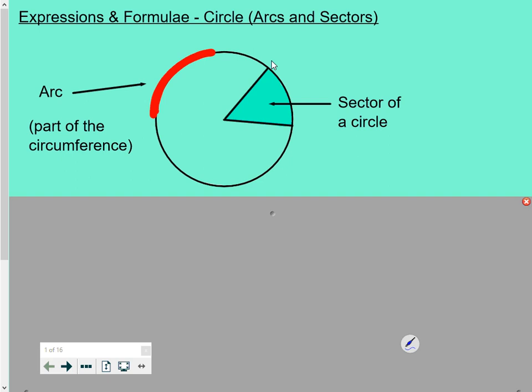Now, an arc is part of the circumference of a circle, so it's part of the distance around the outside of a circle. They can be most of it, it can be a small part of it, they vary in size. And a sector is the exact same, except a sector is a chunk or a slice of the circle. Again, it can vary in size. Some could be larger, some could be smaller.